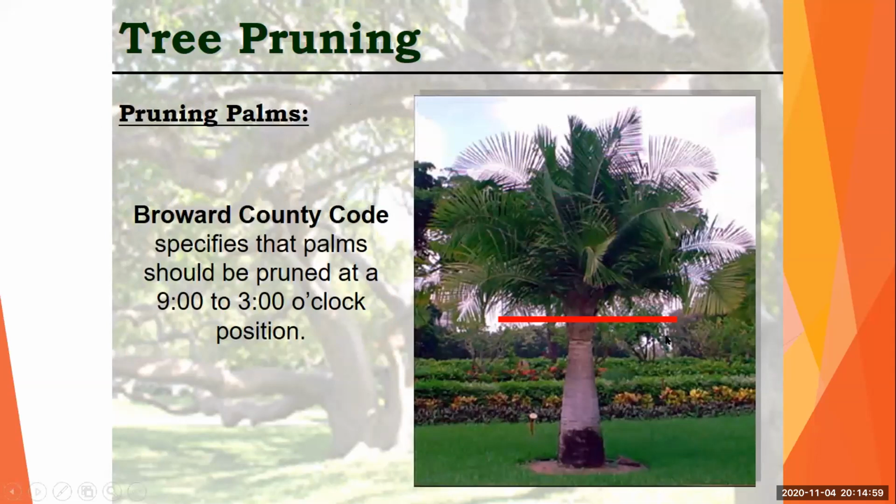All right, palms is another thing that people take for granted. The code says, not only in Broward, in all the state, that if you're going to remove any frond, the frond has to be only from the 9 to 3 position. So you can remove anything below the horizontal line, but don't remove anything above the horizontal line. Henry, do you know, is the Dade County code the same? Yeah, it's the same thing. Okay, thank you.